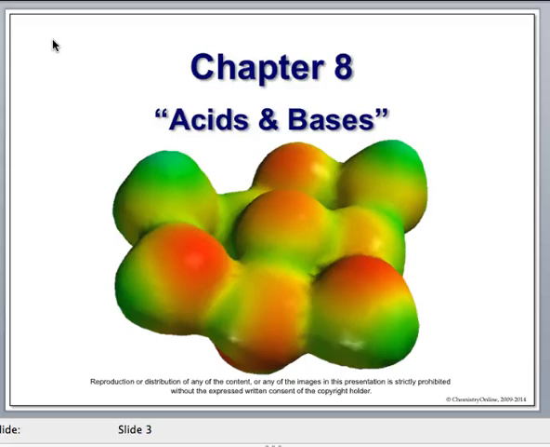All right, Chapter 8 deals with acids and bases. Today we're going to go through just the background, and then we're going to move into the concept of pH.